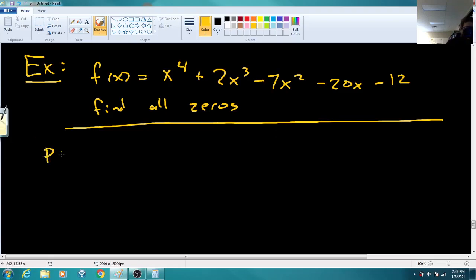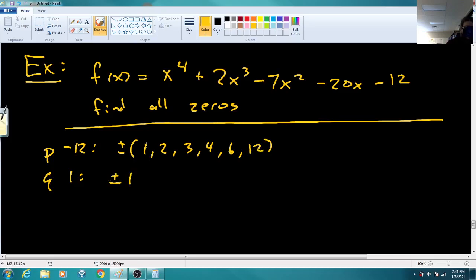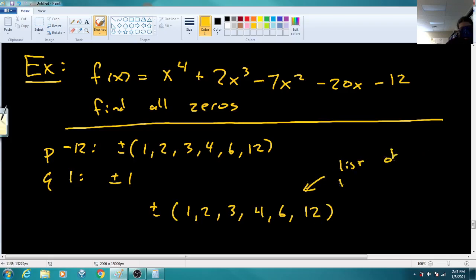So in this case, p is negative 12, that's the constant term. q is going to be 1 again, that's the leading coefficient, and since there's nothing in front of x to the 4th, that happens to be 1. So we'll get plus or minus all the numbers that go into 12: 1, 2, 3, 4, 6, and 12 itself. And all the stuff that divides into 1 is just 1. So if we look at all combinations of these over 1, our list of possible rational zeros is just that list that we have there. So this right here is the list of possible rational zeros.